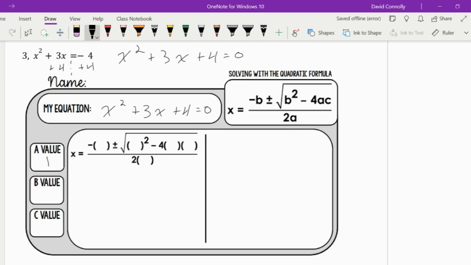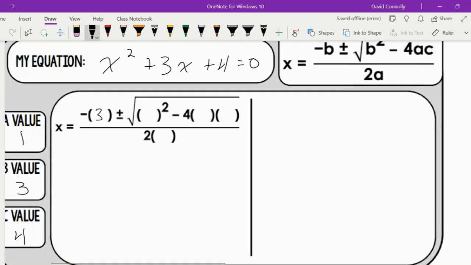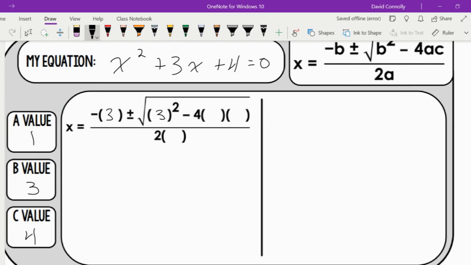A is 1, B is 3, C is 4. And again, go ahead and pause this before I do it and see if you can do it on your own, and then check your answers. So we get 3 here, 3, 1, 4.